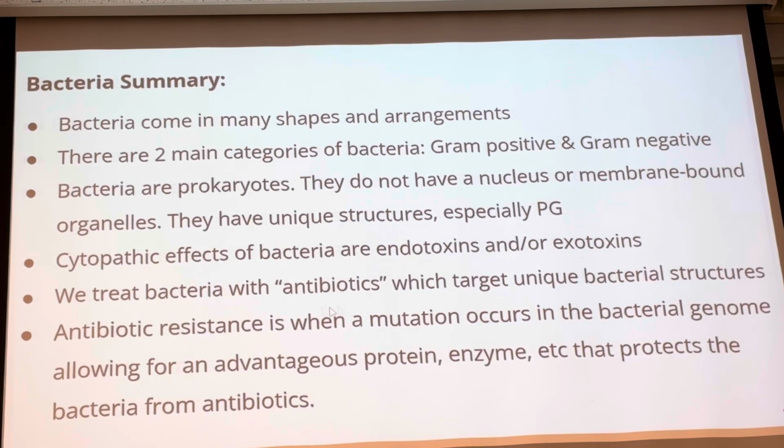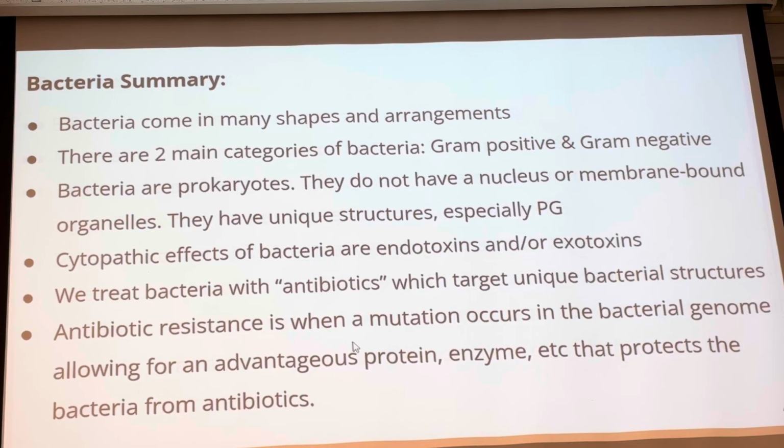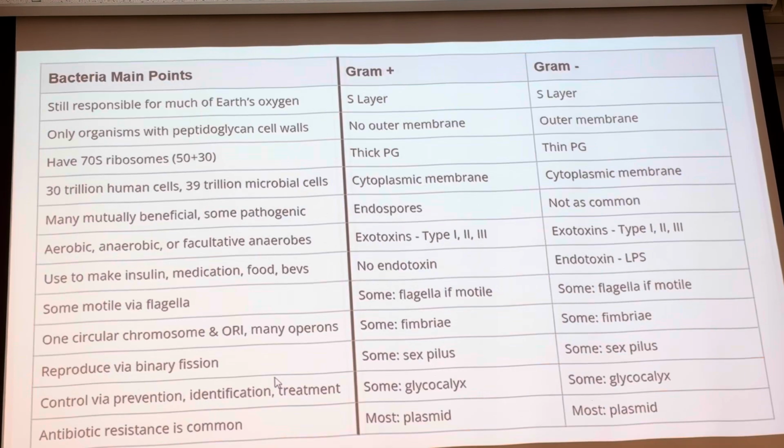We treat with antibiotics, so we're learning about all of the antibiotics, but we treat bacterial infections with antibiotics, not viral infections, which we'll learn about all the different ways to treat all the other organisms that we're going to talk about. Antibiotic resistance occurs when there's a mutation that allows for the advantageous phenotype of that bacteria.